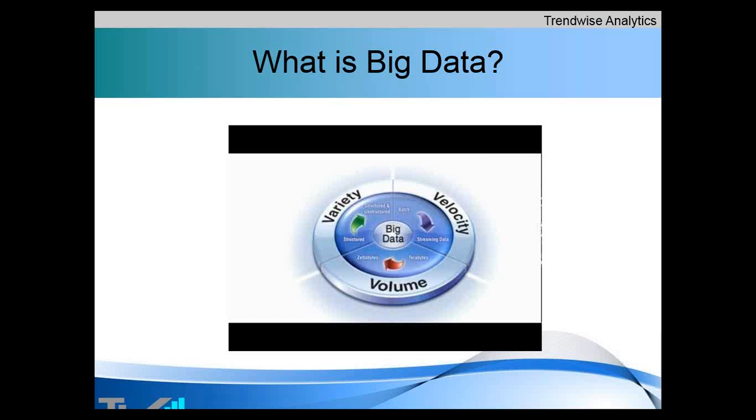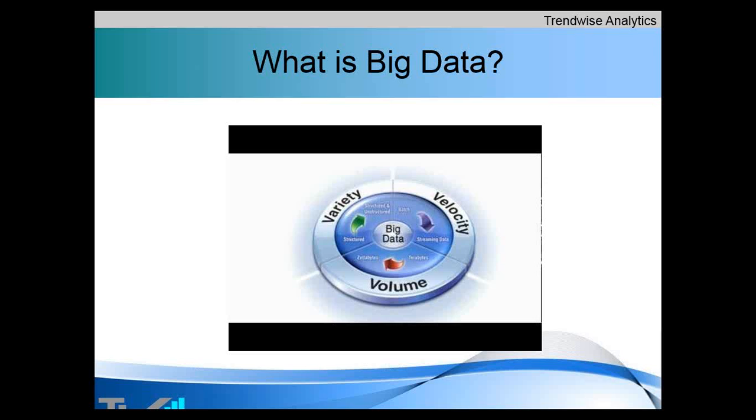So what is big data? When we talk about big data, there are three things that come into play. The three V's, as they call it: volume, variety, and velocity.